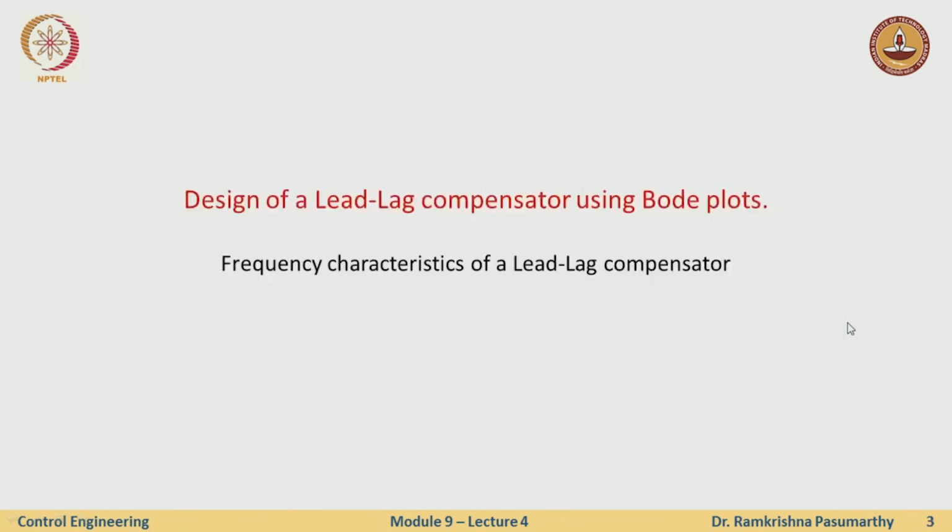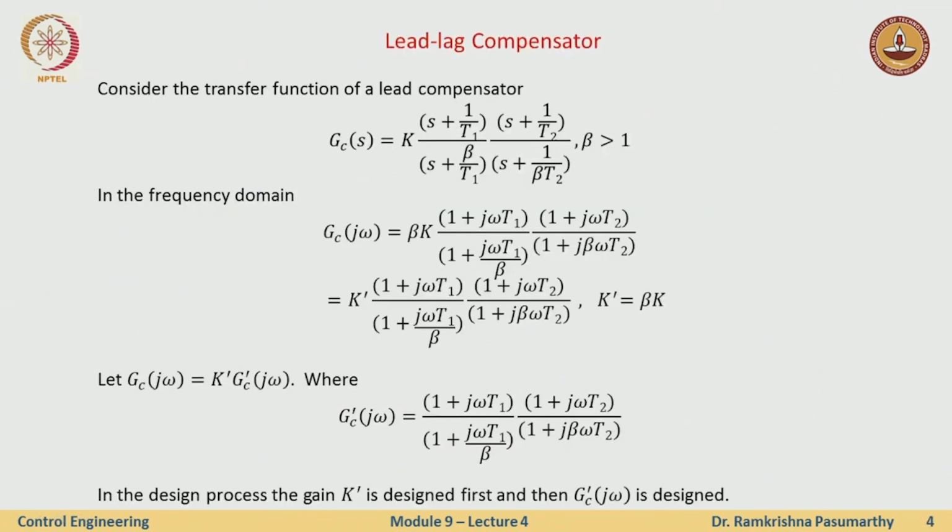Okay, so what is this lead-lag compensator all about? If we remember what we had done while designing with root locus methods, we had a component which was essentially a lead component and a lag component. Here alpha and beta are such that, if we directly map to what we had done, alpha times beta is 1.